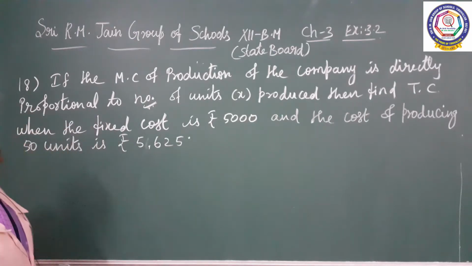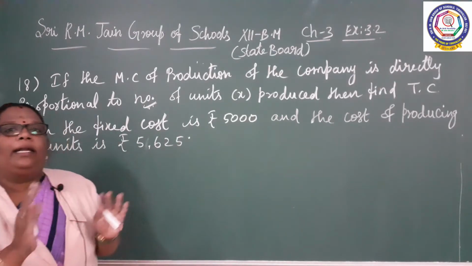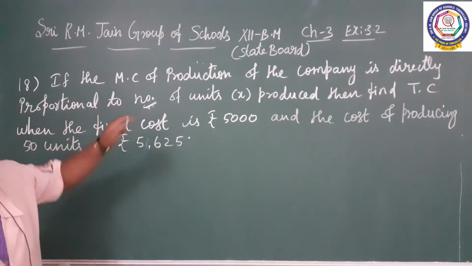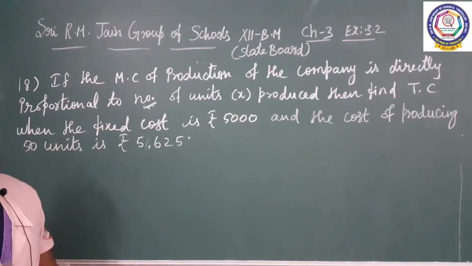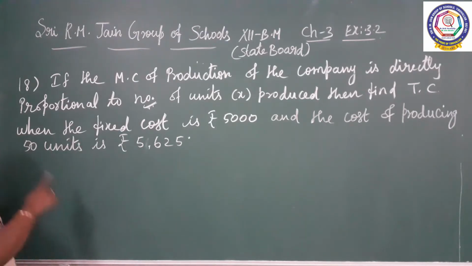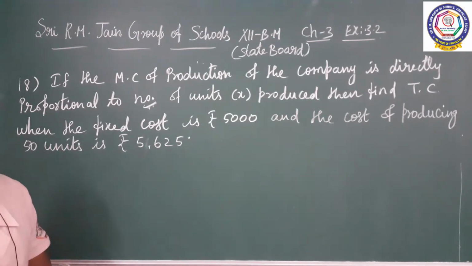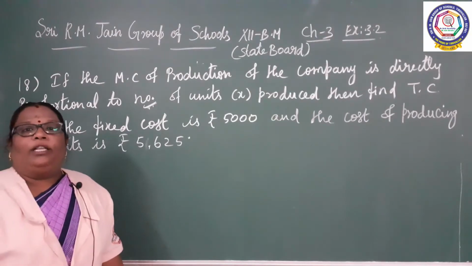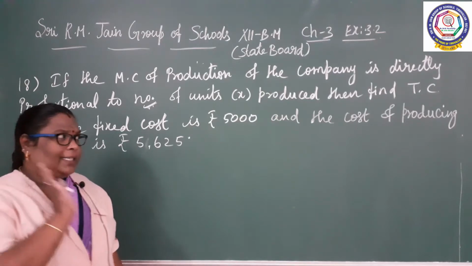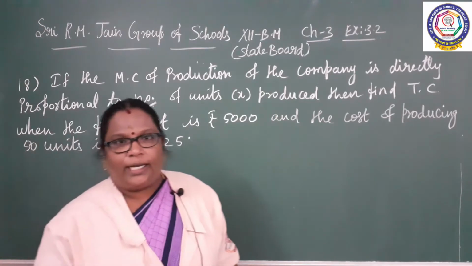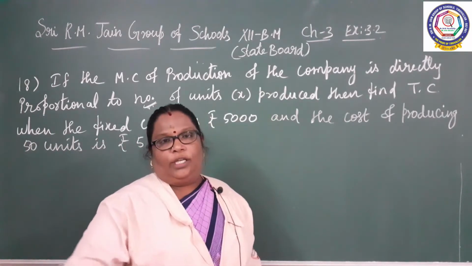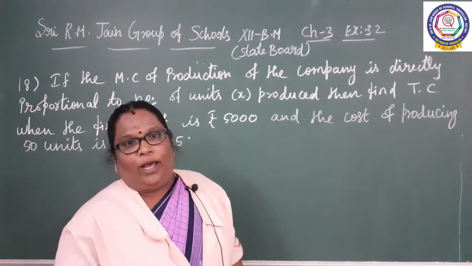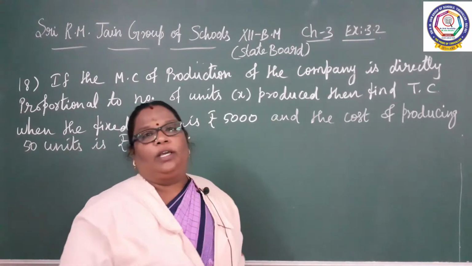See the 18th sum. If the marginal cost of the production of the company is directly proportional to the number of x units produced, then you should find out the total cost function when the fixed cost is 5,000 and the cost of producing 50 units is 5,625. If the fixed cost is given, normally we can do it as x equal to 0, c equal to that value, then you should find out the value of k.